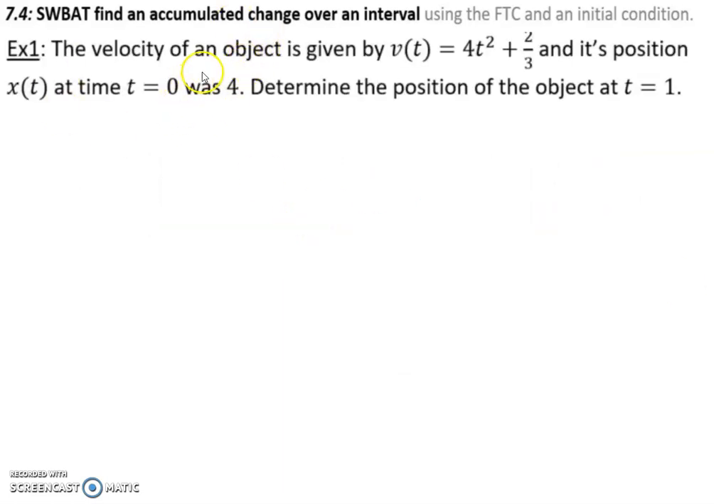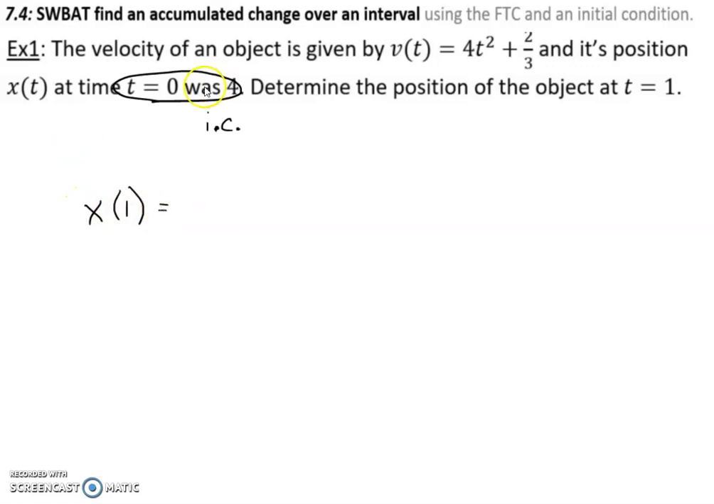And here's a problem where this comes into play. The velocity of an object is given by this function, and its position at time equals 0 was 4. That means it starts at 4. This is an initial condition. Determine the position of the object at 1. Well, I want to know what x of 1 is.